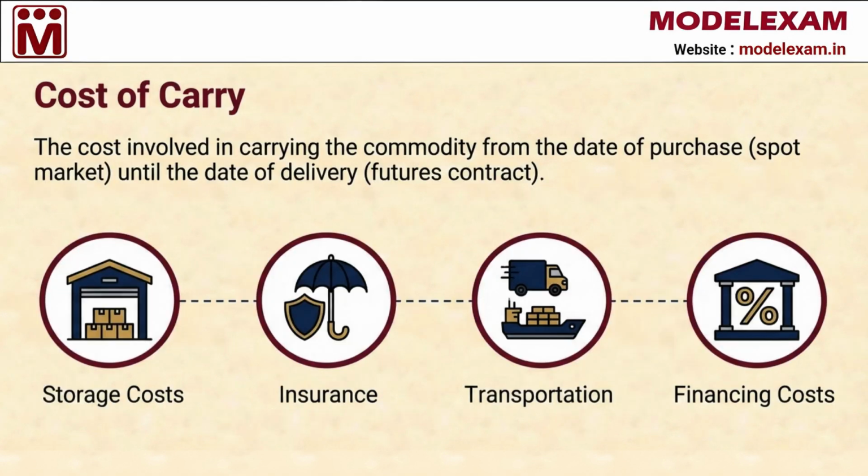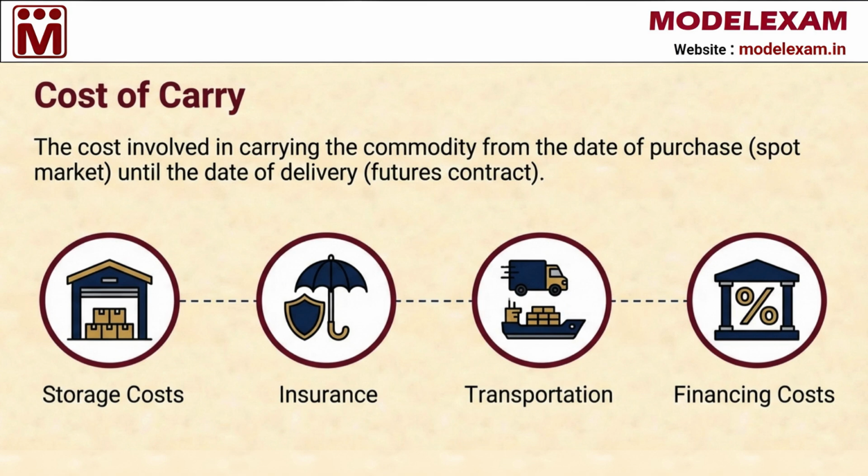A major reason why futures prices differ from spot prices is the cost of carry. Since commodities are physical goods, holding them costs money. The cost of carry is the total expense involved in holding a commodity from the date you buy it in the spot market until the date you deliver it for a futures contract. This is not just one cost, it is a bundle of expenses.